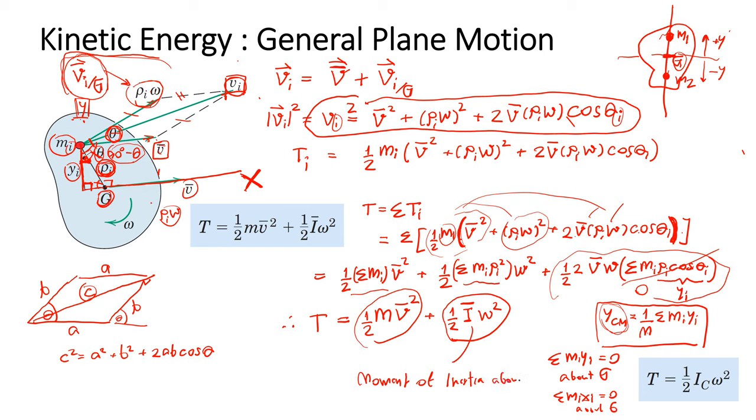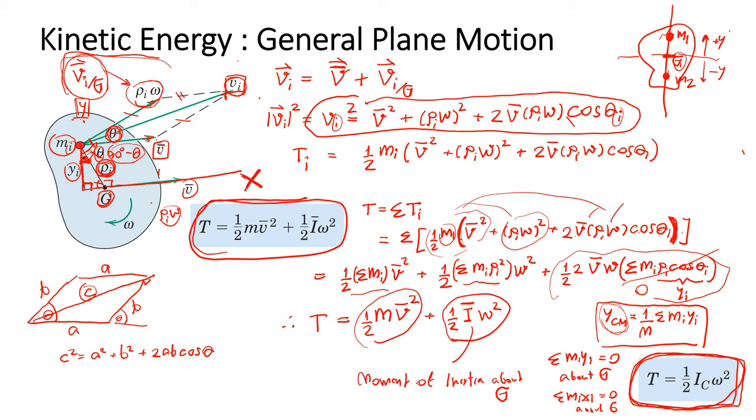About point G. This one is one special case. We said that for the general plane motion, we suggest to use the point G as a reference point to consider V bar and to consider the moment of inertia about point G.